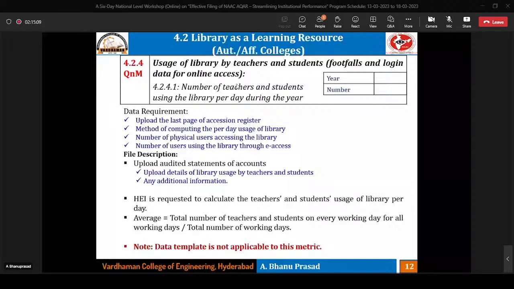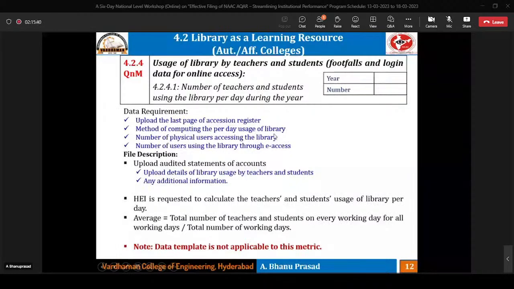So that's why most of the colleges will have a time slot in the timetable, at least one period in a week. So here the data requirement is to upload the number of teachers and students using the library per day during the year. And upload the first page of the accession register and the method of computing per day usage of the library.